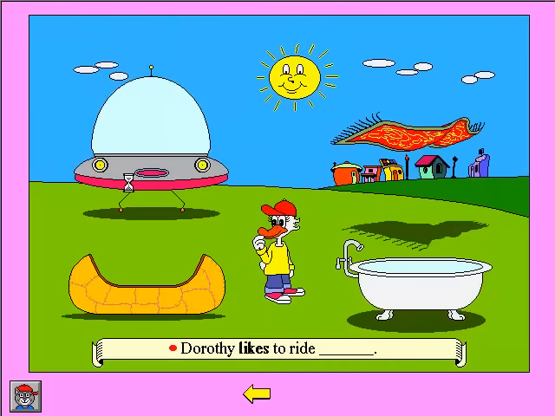Hickory dickory, what rhymes with dock? It's a three-letter carnival. Click anything on the grass to read and spell the word.